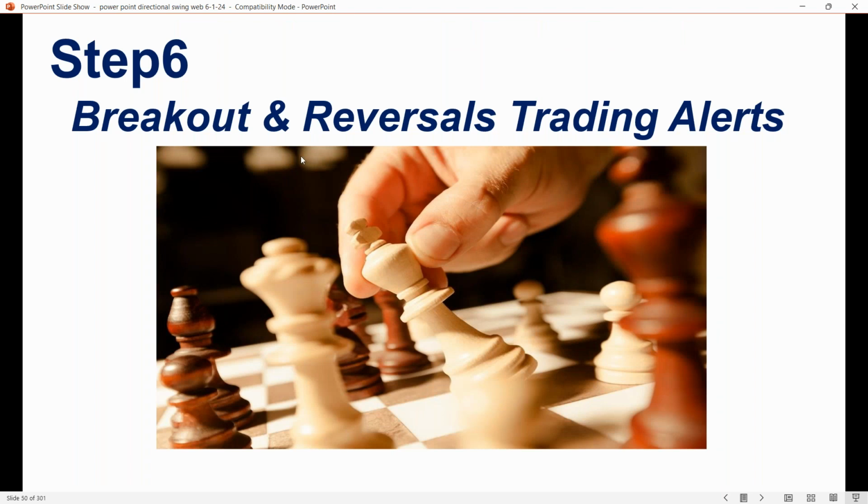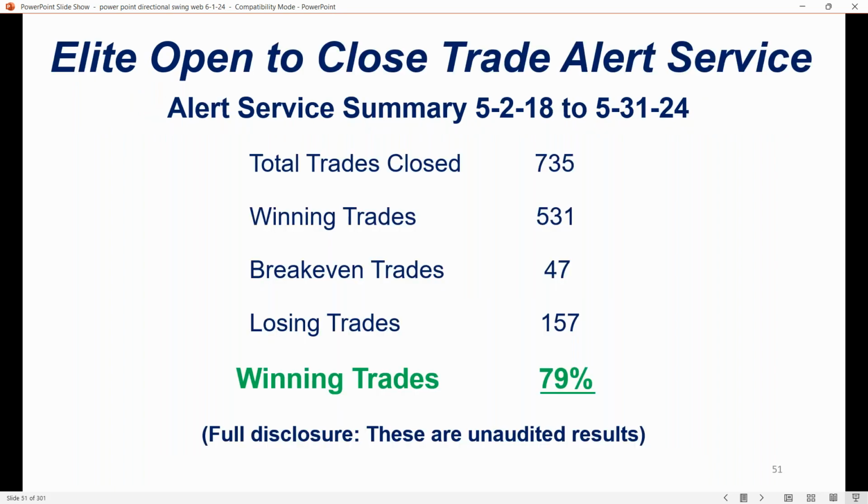Now step 6 then is the breakout reversal trading alerts. So these alerts that I send out are all based on these tools that I've shown you. That my scanner, looking for these chart patterns, and then the indicators to help me give direction to a trade and timing to the trade.